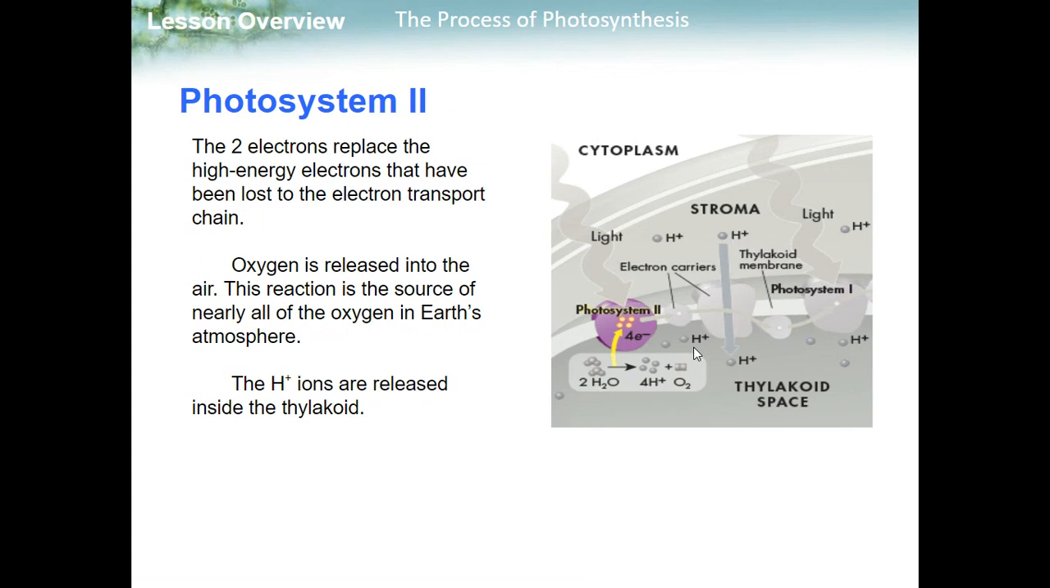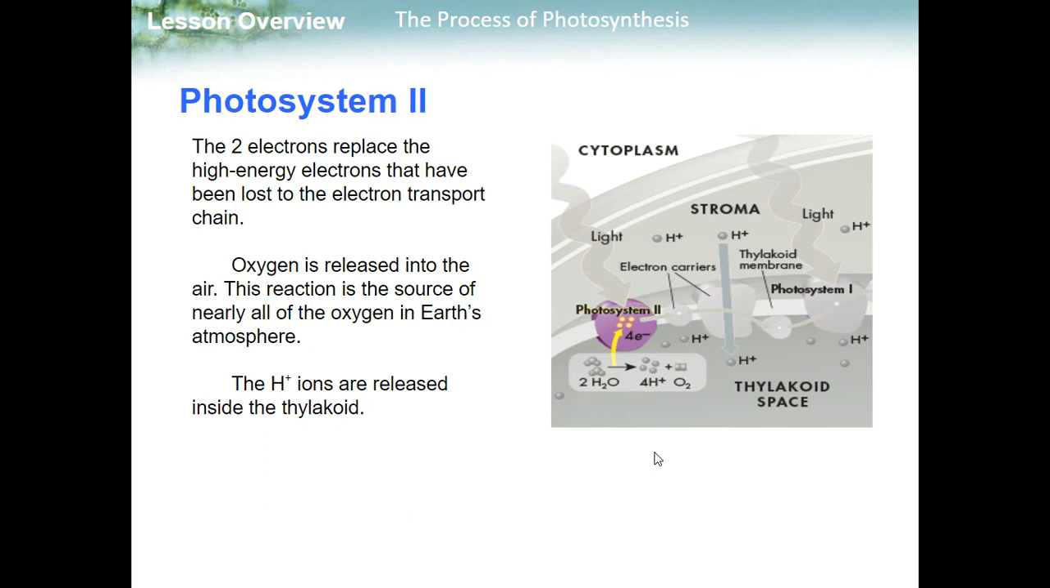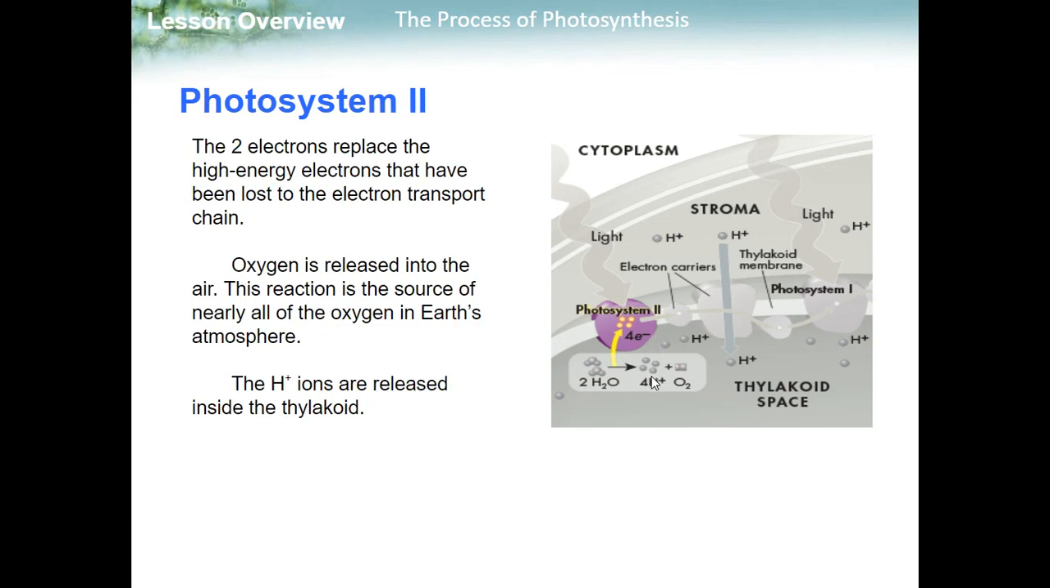The two electrons replace the high-energy electrons that have been lost through the electron transport chain. The oxygen is released into the air. This reaction is a source of nearly all the oxygen in Earth's atmosphere. The hydrogen ions are released inside the thylakoid. So you can see here this hydrogen, which has been produced by the breaking down of water, is released into the thylakoid, and this oxygen here is released into the air.